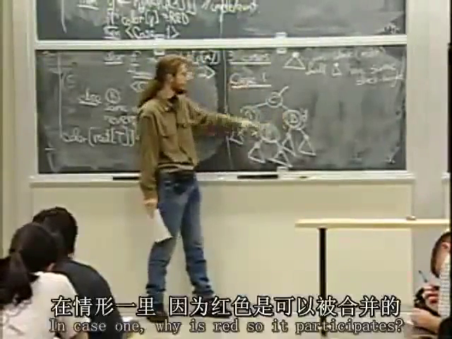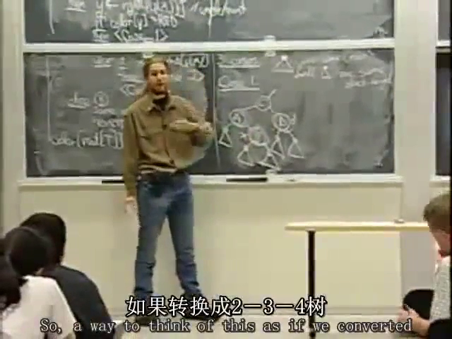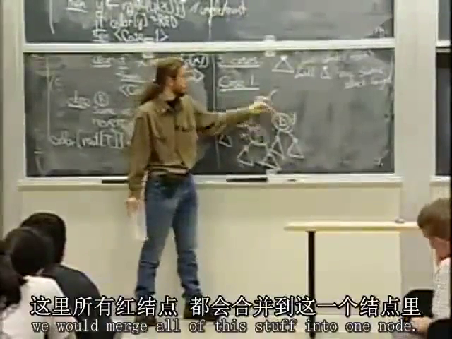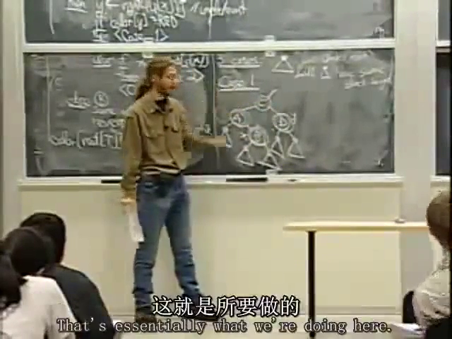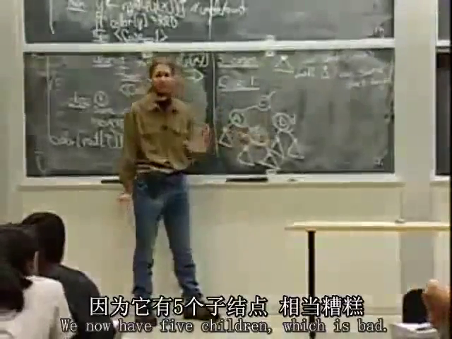In case 1, Y is red, so it participates. So another way to think of this is if we converted into the 2, 3, 4 tree, or tried to, we would merge all of this stuff into one node. That's essentially what we're doing here. This is not a 2, 3, 4 tree, though. We now have 5 children, which is bad. That's why we want to fix it.